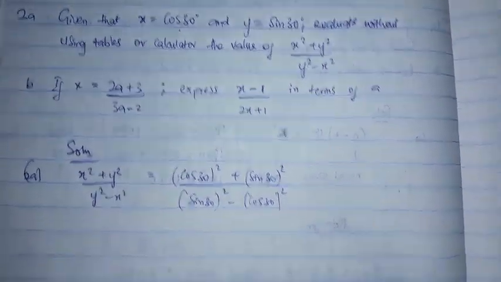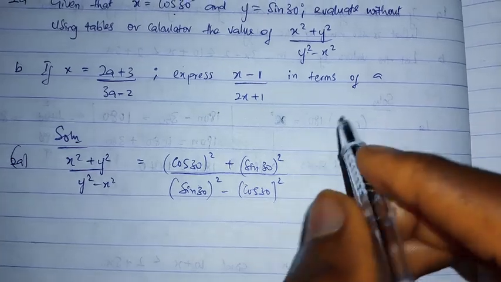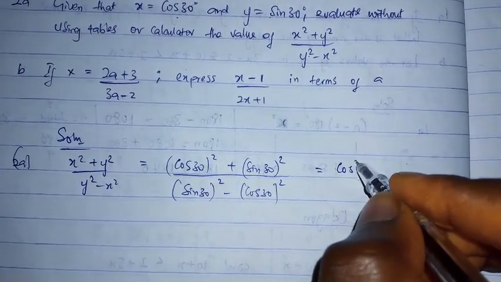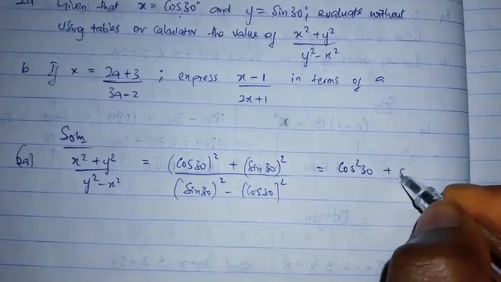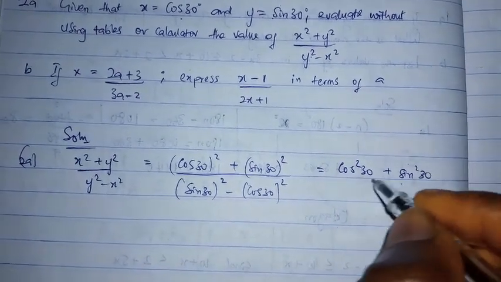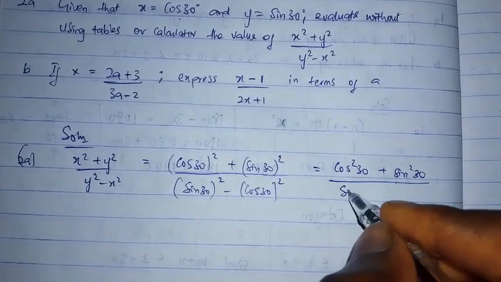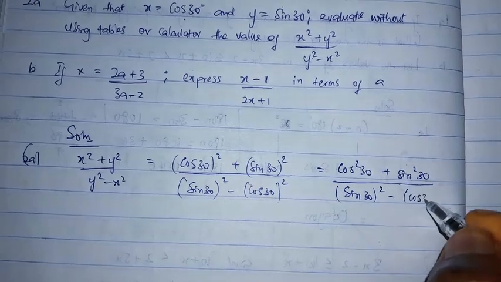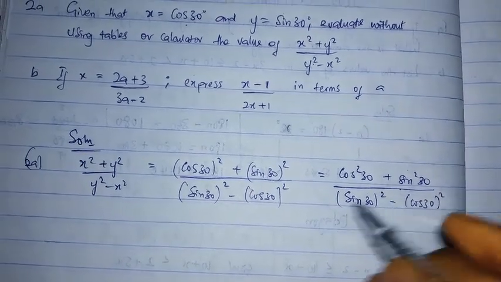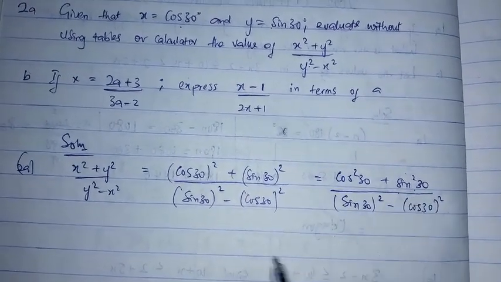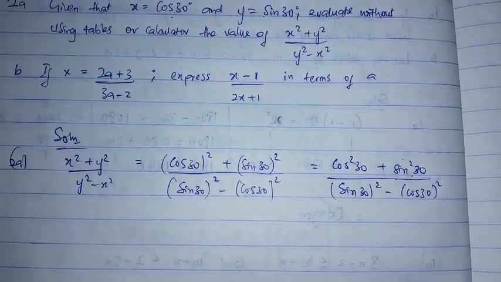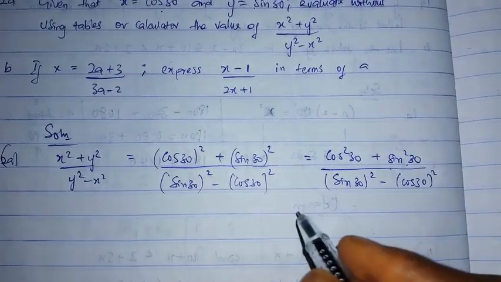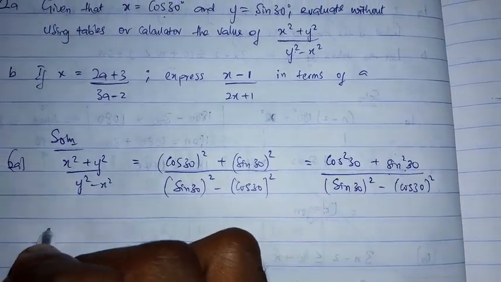Now in this case, what do I have? I'm going to have cos squared 30 plus sine squared 30 all over sine 30 all squared minus cos 30 all squared. Now why did I expand it like this? If you know from our trigonometric identities that cos squared theta plus sin squared theta equals 1, it means this plus this should give us 1.